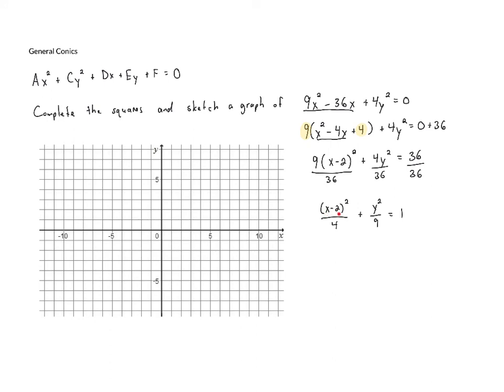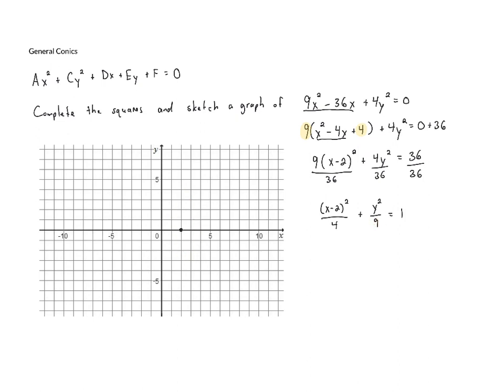We see that x has been replaced by x minus 2. That means that the center is shifted from the origin to the right 2. And y hasn't been replaced with y plus or minus something, it's just y. So we're not going to be shifting vertically, and so the center is just going to be at the point 2, 0. Now, we can see that the larger coefficient is underneath the y squared, so this is going to be an ellipse that is taller than it is wide.